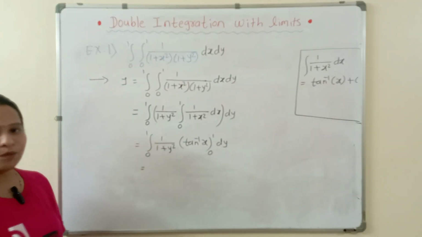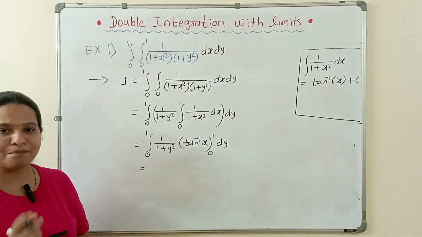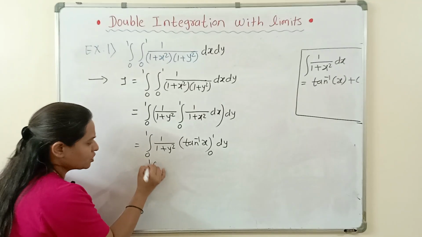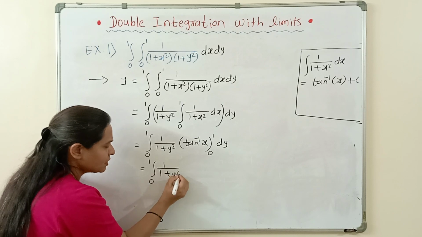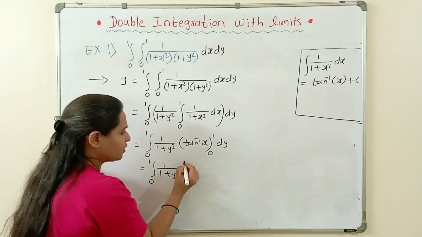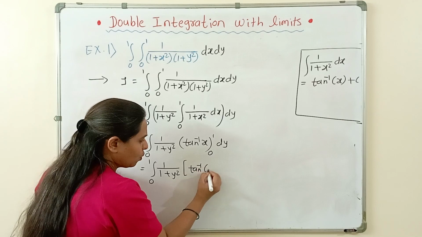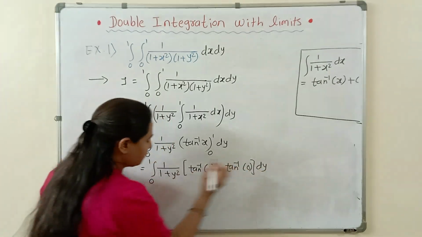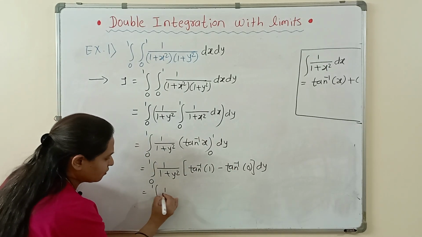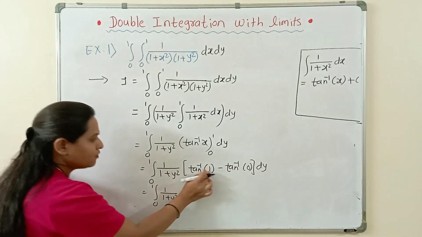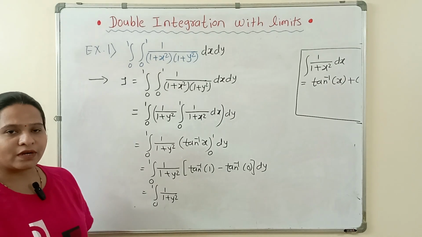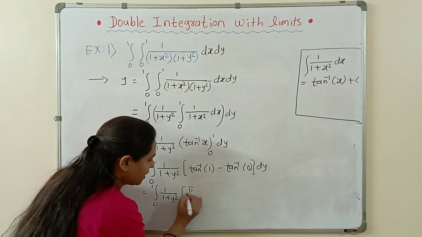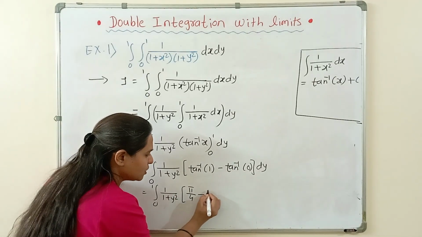Now we know that while putting the limits, first we put the upper limit, then minus the lower limit in the same function. So it will be the integration from 0 to 1, keeping 1 upon 1 plus y square as it is. Now replace x by the upper limit: tan inverse of 1 minus tan inverse of 0, into dy. Now this is equal to 0 to 1, 1 upon 1 plus y square as it is. What is tan inverse of 1? Tan inverse of 1 is pi by 4, minus tan inverse of 0, which is 0.